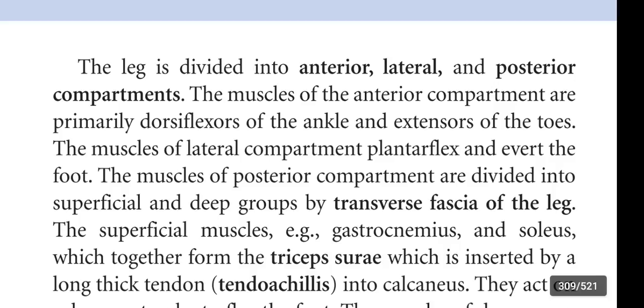The muscles of the posterior compartment are divided into superficial and deep groups by the transverse fascia of the leg. Which fascia divides the posterior compartment into two groups? That is the transverse fascia of the leg, dividing it into superficial and deep groups.